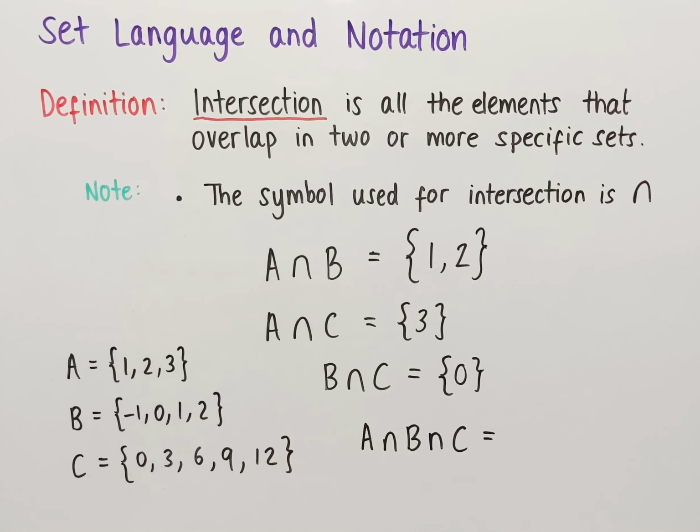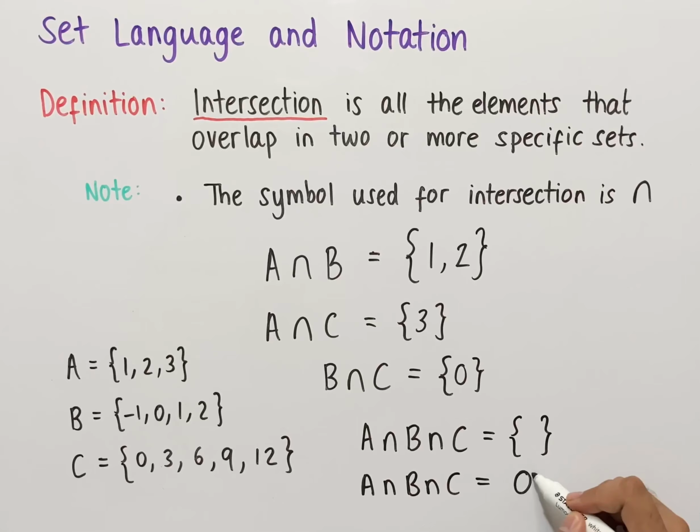So if we were to carry this on, we would find that there's no number that is common in A, B and C, and so therefore we use something called the empty set to indicate that there's no number or no element that is common in all of the sets here. So we would have curly brackets and there would be nothing inside, or we could alternatively say A intersect B intersect C equals this symbol here, which is the symbol used for the empty set.